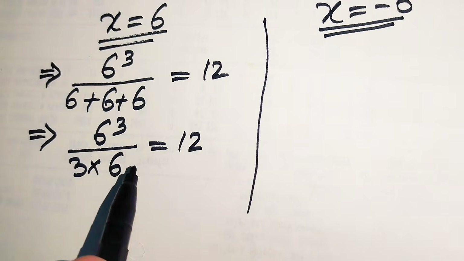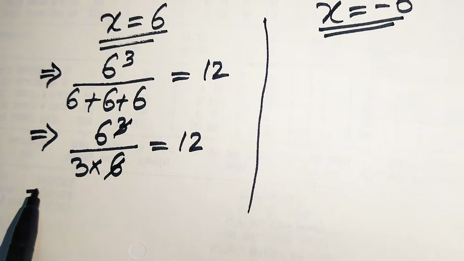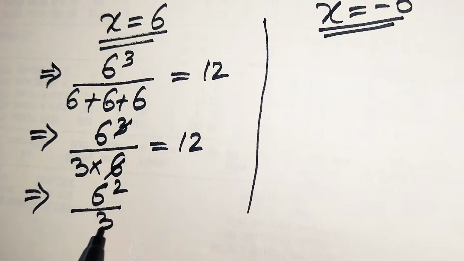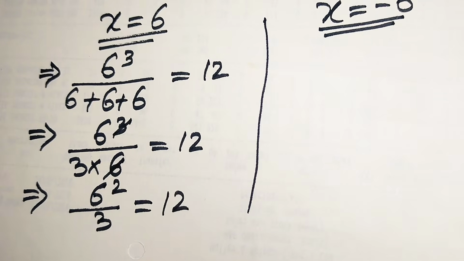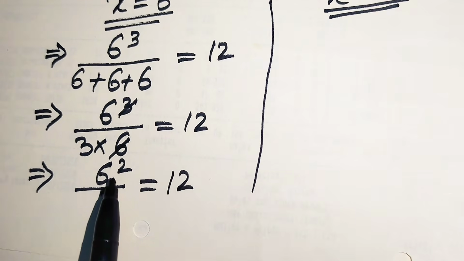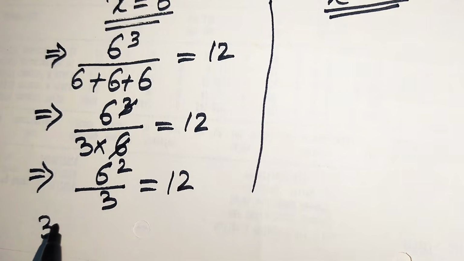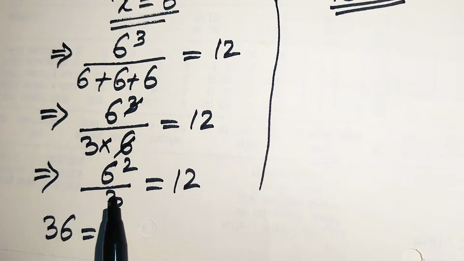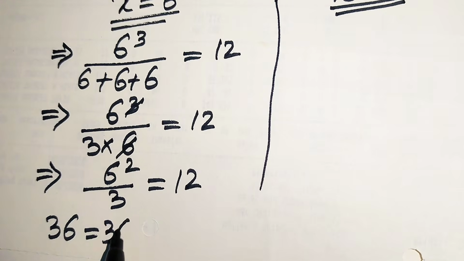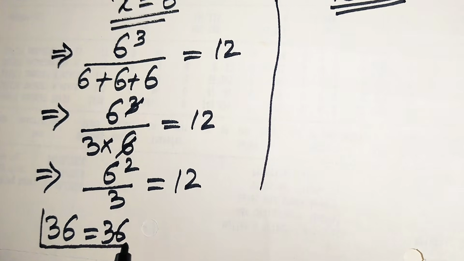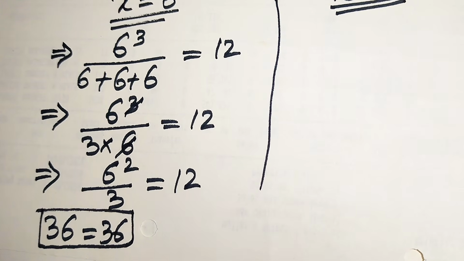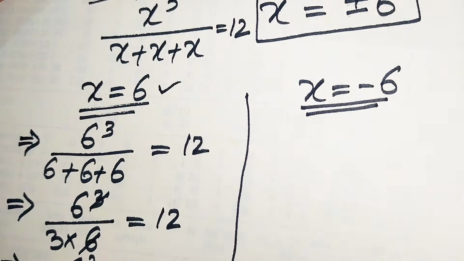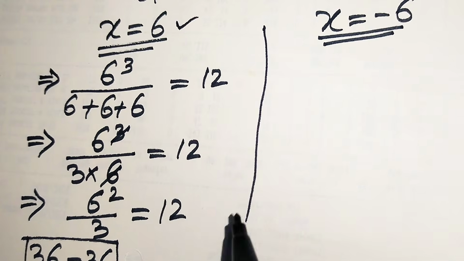Further, this 6 and this 6 cancel, and we obtain 6 squared divided by 3 equals 12. Now we know that 6 squared becomes 36, and we move this 3 to the right hand side, and we get 3 times 12 becomes 36. So you see that both sides are equal. It means that the value x equals 6 satisfies our given question statement.